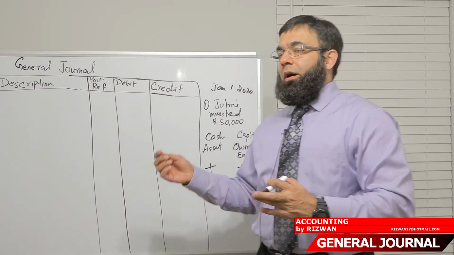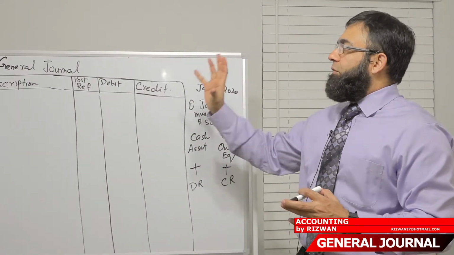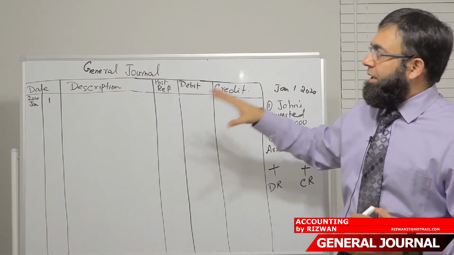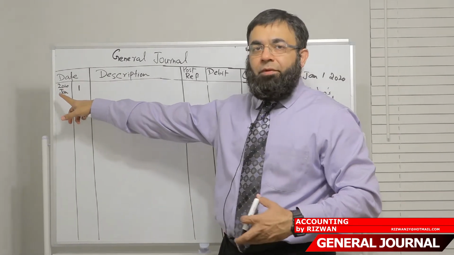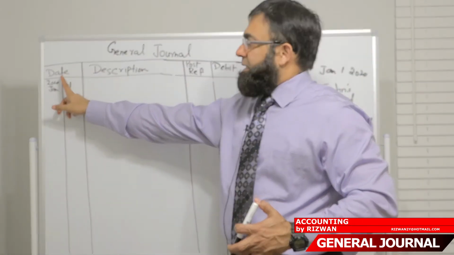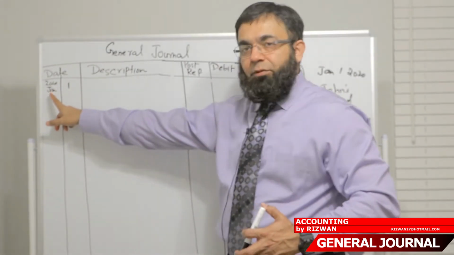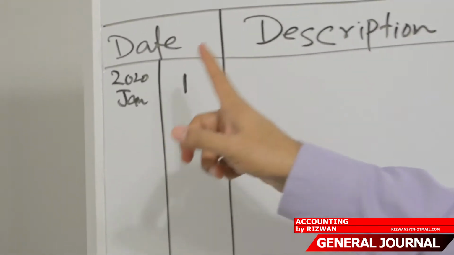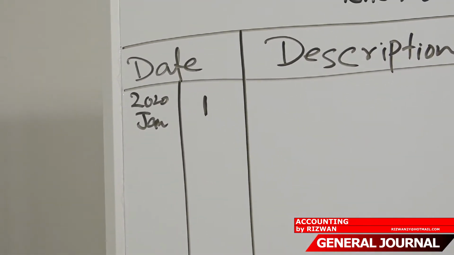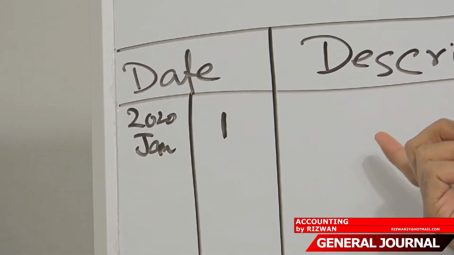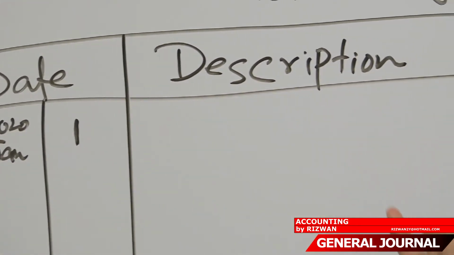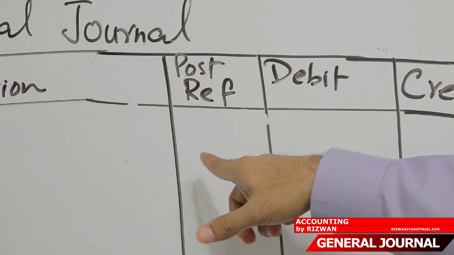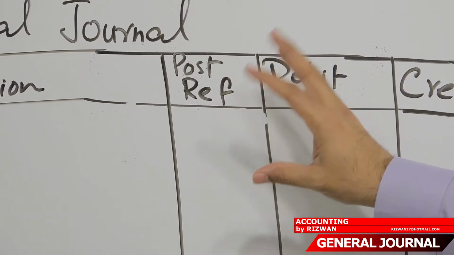So this is how we will put this transaction in the general journal. I created this general journal for you. The first column is always for dates, when the transaction occurred. Within this date, the first column is always for month and year, and the second column is for the date, like January 1st, 2nd, 3rd. Then in the descriptions, you'll put the accounts that will be affected by the transaction. And for the post references, you will put the account numbers that we discussed in my previous lecture.